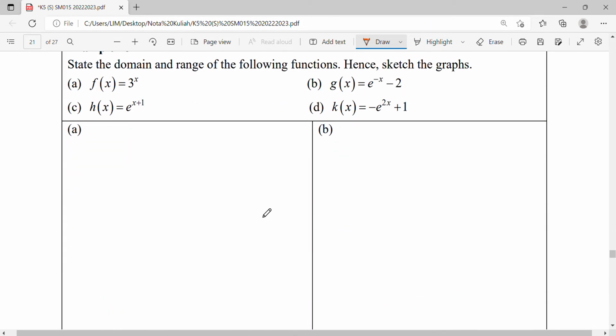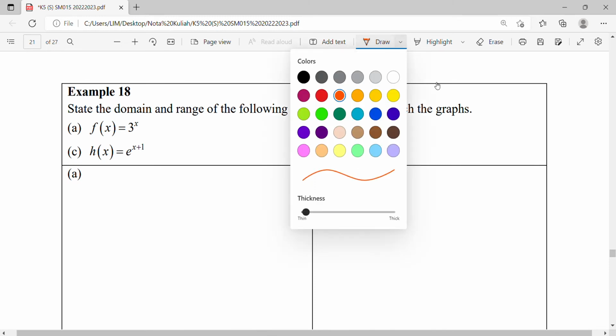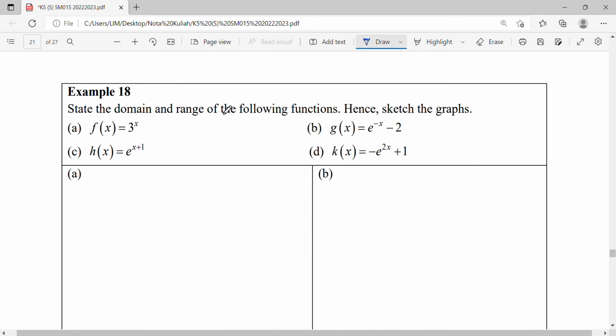Now we're going to see our example here. State the domain and range for the following function, and then sketch the graph. So for question A, domain is not a special case, so it is always negative infinity to infinity. Meanwhile, for range, yes, the exponential is a special case. When we close this, we can see this is positive infinity, and then the value outside here is 0. So this 0 is its asymptote, so it will not be included. That's why we have an open bracket.